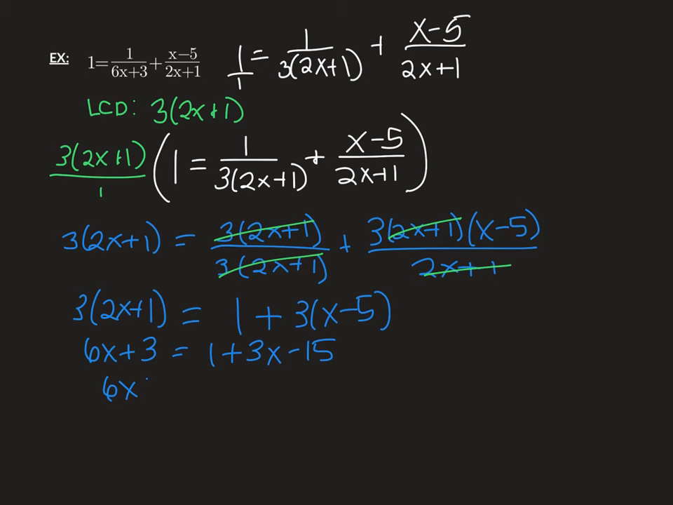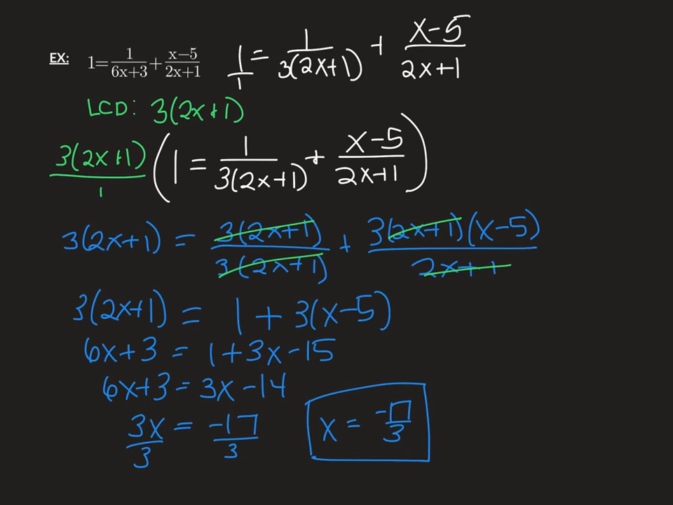Combining like terms, I get 6x plus 3, and maybe you'd skip a step or two in here, and that's okay, minus 14. So I get 3x equals negative 17. Well, that didn't work out as nicely as I thought it would. I probably retyped that problem wrong. Darn it. Well, it doesn't matter. Divide by 3. We get x equals negative 17 over 3. And as long as this doesn't make my denominator 0, which it doesn't, it's not an excluded value, so my answer is x equals negative 17 over 3.